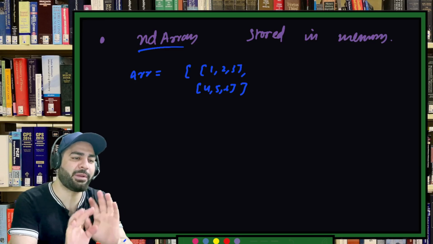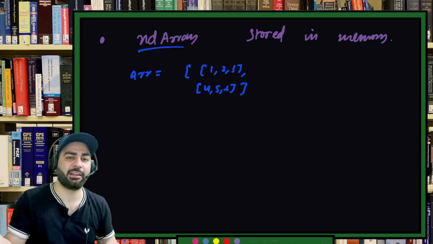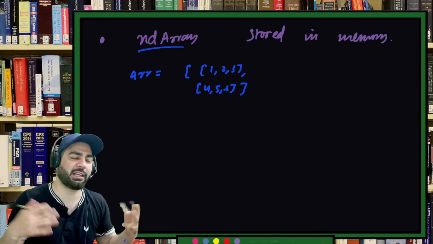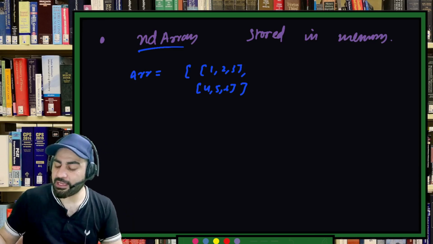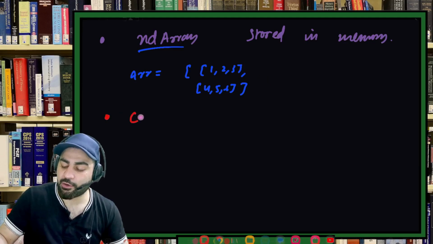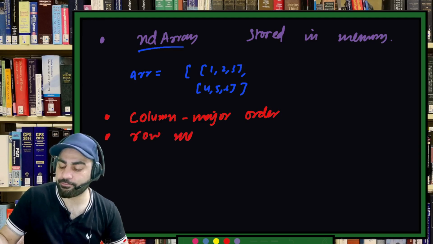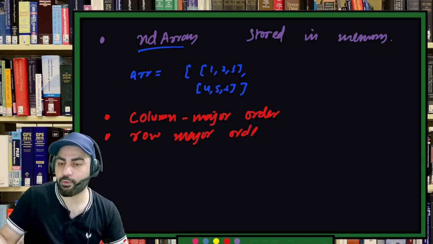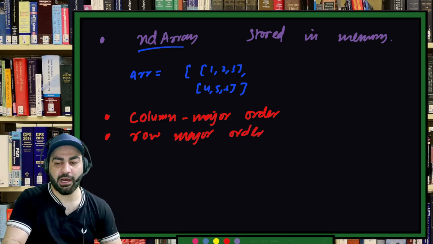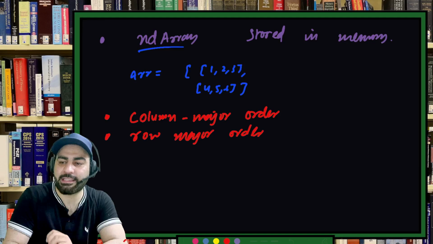Computer's memory, if you see, is just a run of bits. It has to store the array in a run because there is no 2D structure involved in that. So there are 2 orders in which it is stored. The first is called column major order, and another is called row major order. Okay, these are the 2 orders which are used in storing these arrays.